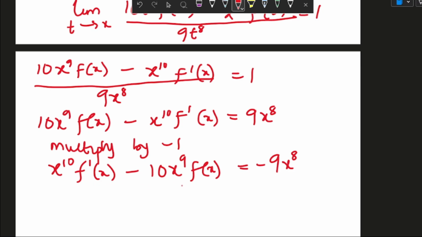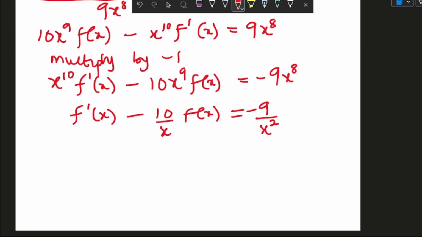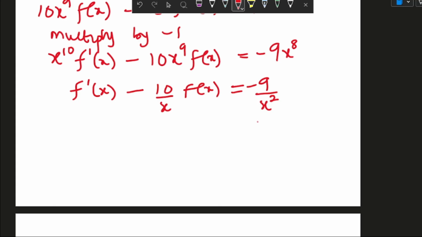So the next thing I'm going to do is divide through by x to the power of 10 to remove this from the derivative function here, f prime of x. So if I do that, I have f prime of x minus 10 over x, f of x, equals minus 9 over x squared. Meaning if you divide through by x to the power of 10, and try that on your own, you'll get what I'm saying. I'm going to call this equation 1.